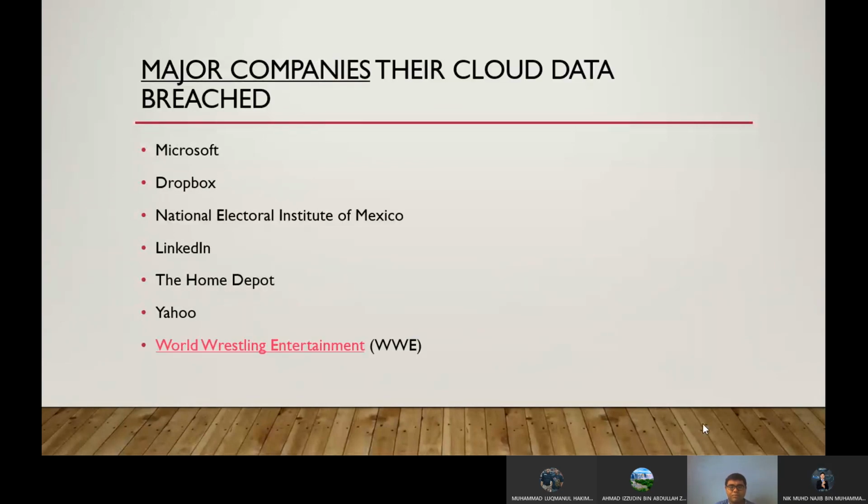Next. Across the years, there are several major companies that have had their cloud data breached by attacks. Some of them include Microsoft, Dropbox, the National Electoral Institute of Mexico, LinkedIn, the Home Depot, Yahoo, and lastly the WWE, which we call World Wrestling Entertainment.